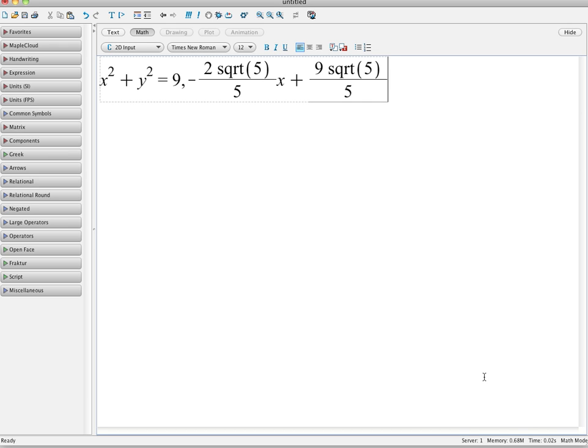There's my constant. So I'm going to hit enter, and notice this is the equation of my line, and this is the equation of my circle. So when I hit enter, I just have those two equations. So okay, they look good.